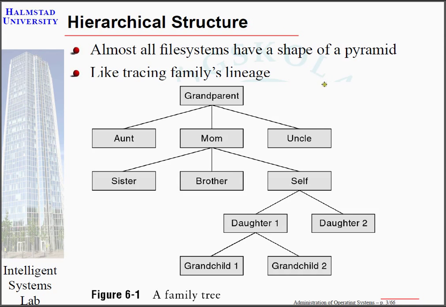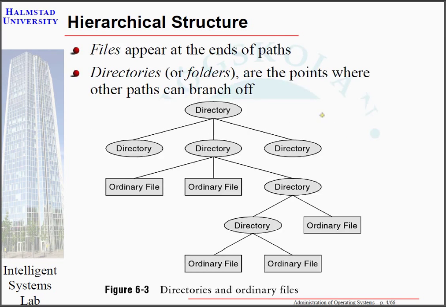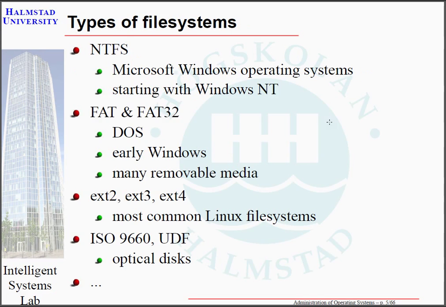You can think of it as some kind of family tree where you have some ancestors and some descendants. And this is a very nice structure because it allows you to have a lot of information organized in a pretty nice way. It's very natural for humans to look at things this way. So a file system hierarchy can look very similar. You have some files at the ends of those paths, and you have some directories at the branching points.